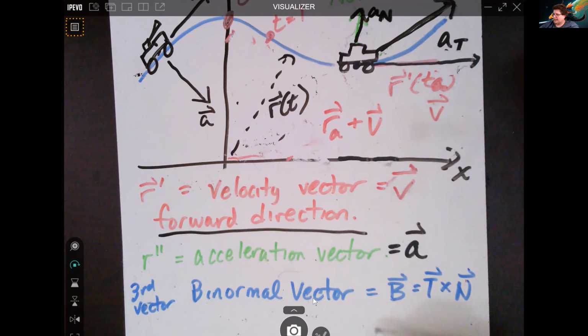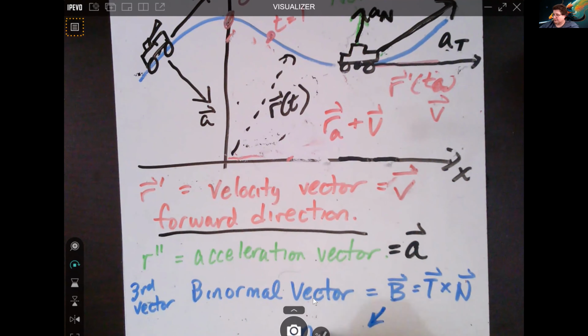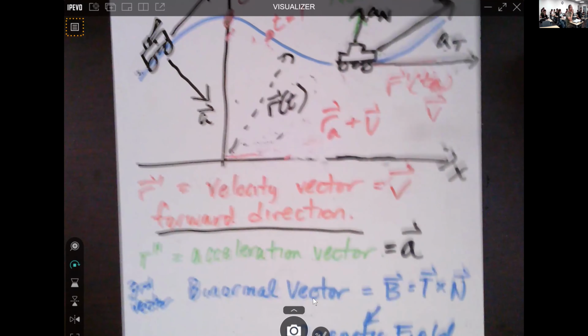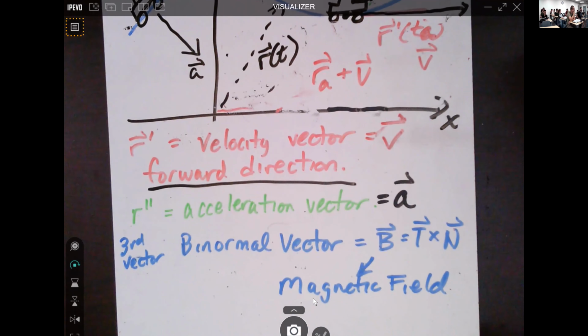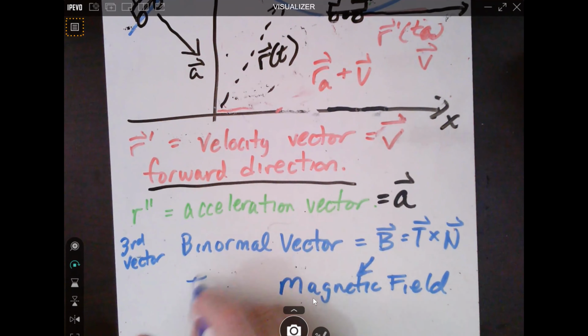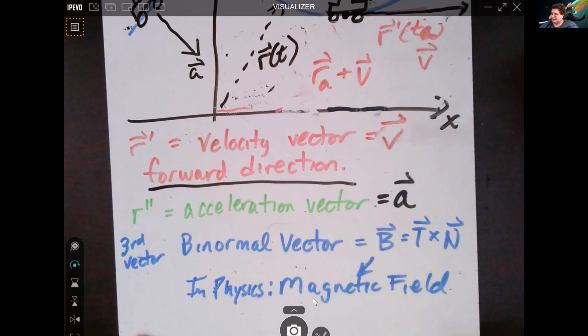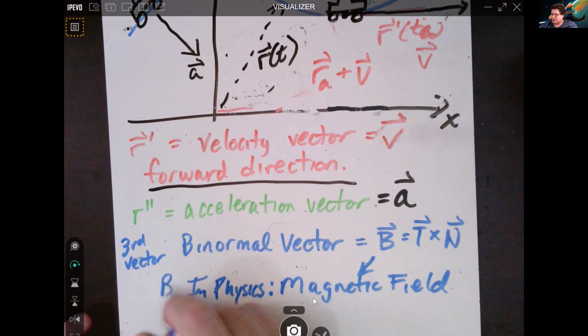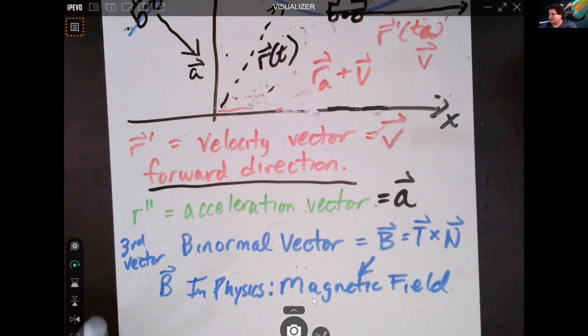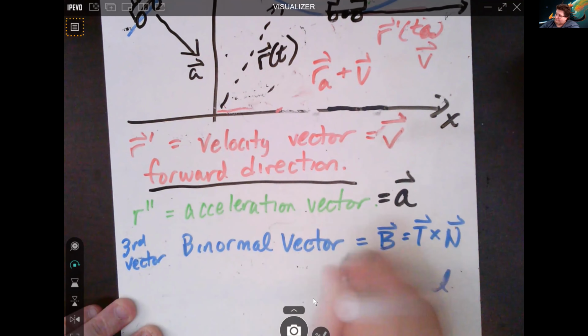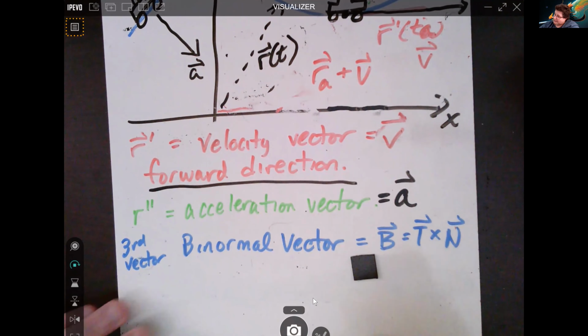B is T cross N. In physics, B is the magnetic field. Oh, are you guys doing electricity already? Electric field. So in physics, yeah, magnetic field, B is. So I wish they didn't use B here for the binormal vector, because it's not the same thing. There's nothing magnetic about what I'm talking about. So we will ignore the magnetic, just separate that when you're doing physics or magnetism, keep that in mind.